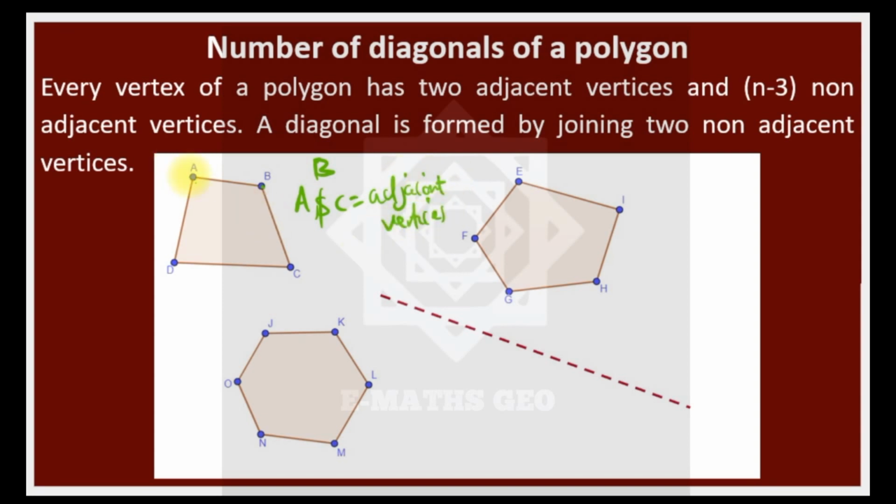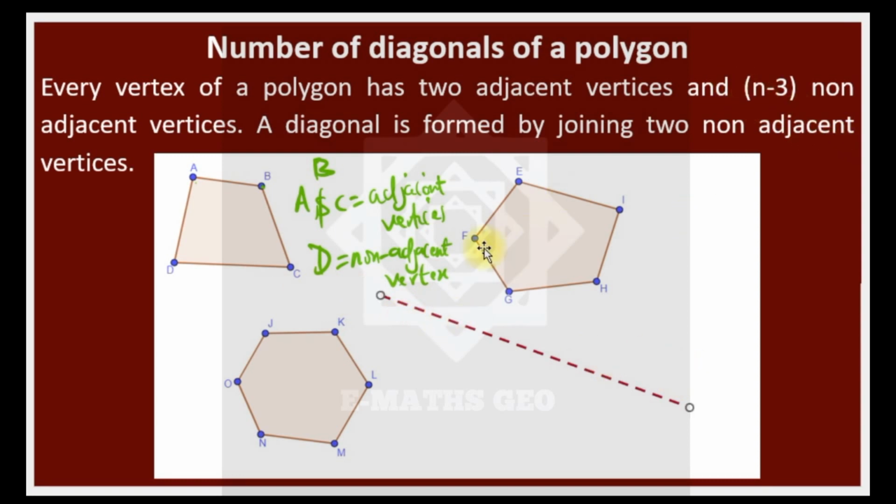So the vertex that forms a side is the adjacent, while the non-adjacent is the one that forms the diagonal. So for B, the adjacent vertices are A and C, while D is the non-adjacent vertex. So that's it. That's what we are saying.